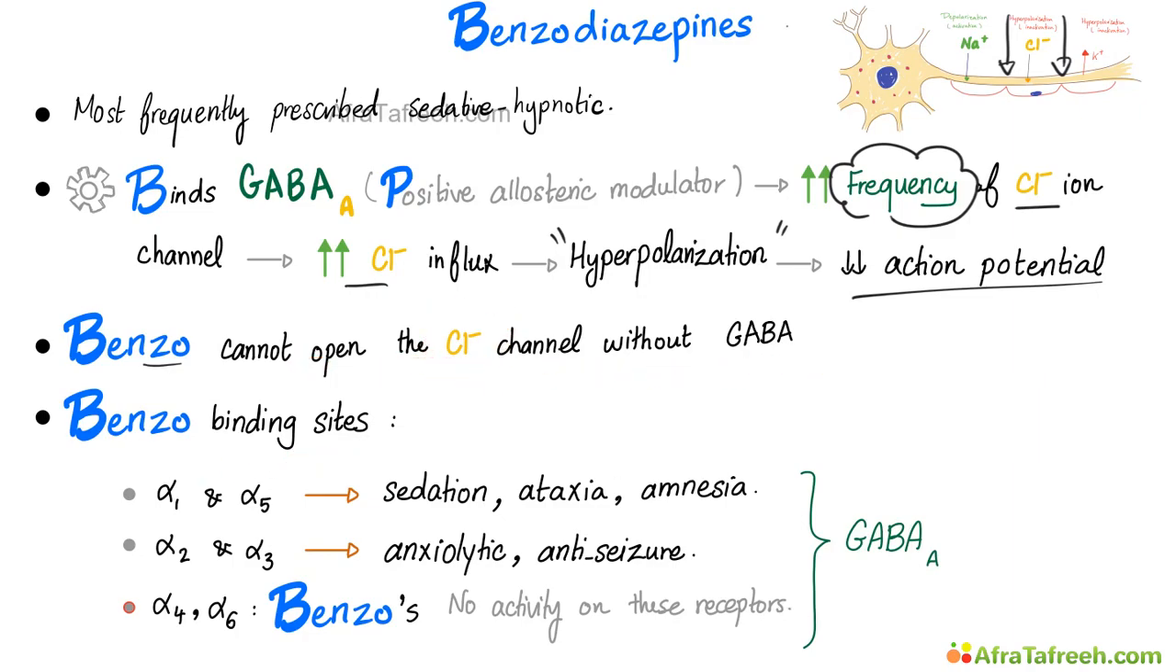Benzo binding sites are sites on the GABA A receptor. If you bind to alpha 1 and alpha 5, sedation, ataxia, amnesia. Alpha 2 and alpha 3, anxiolytic and anti-seizure. Alpha 4 and alpha 6, benzos have no activity on these receptors.